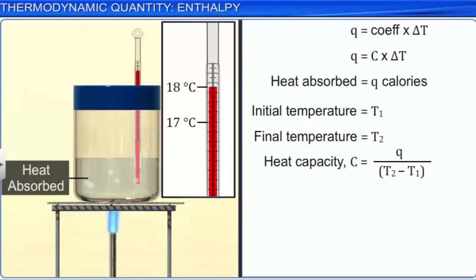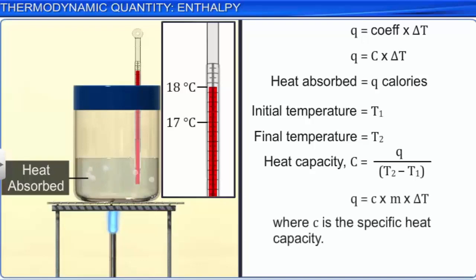The specific heat capacity is the quantity of heat required to raise the temperature of unit mass of a substance by 1 degree Celsius or by 1 Kelvin. Thus, the expression for Q in terms of specific heat capacity becomes Q equals specific heat capacity c multiplied by the mass m multiplied by change in temperature delta T.